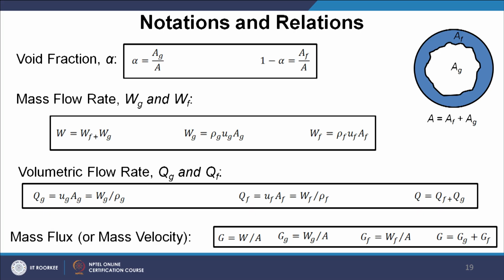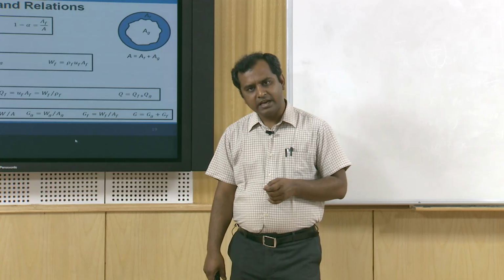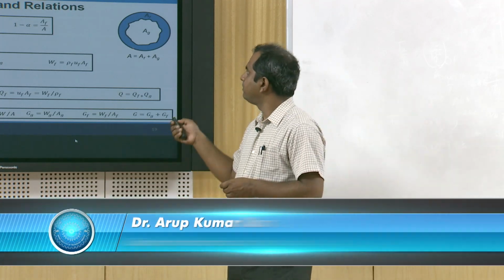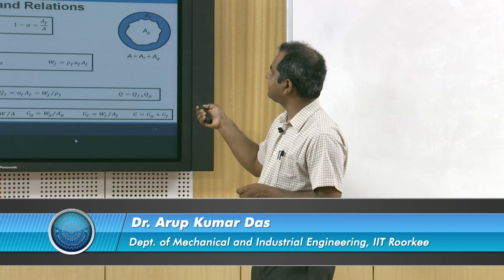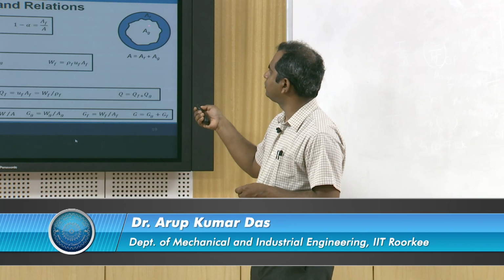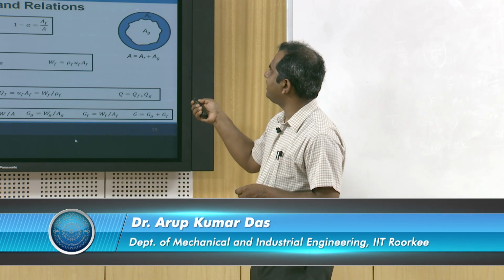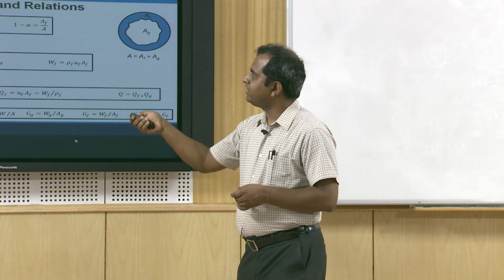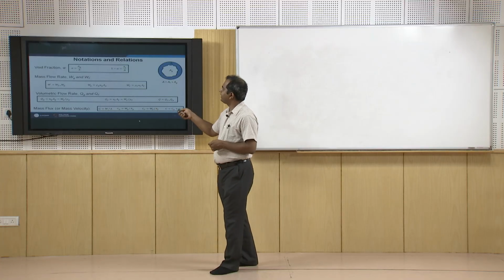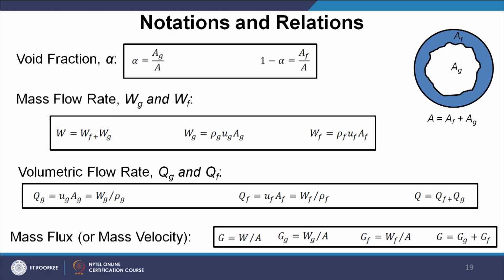The definition of void fraction alpha is the area occupied by the gas to the area occupied by the pipeline. So, you see the whole pipeline has area A and the gas is occupying this much area. So, the ratio between Ag and A is called the void fraction. Using this relationship along with this one, we can find that 1 minus alpha will be AF by A. Okay. So, if you add these two, then you will get this equation once again, right.